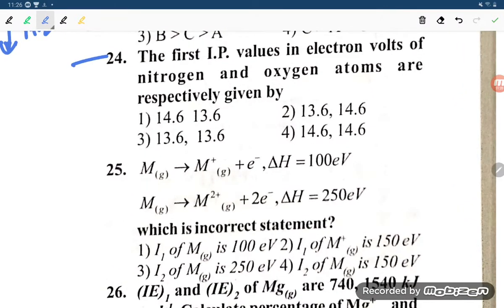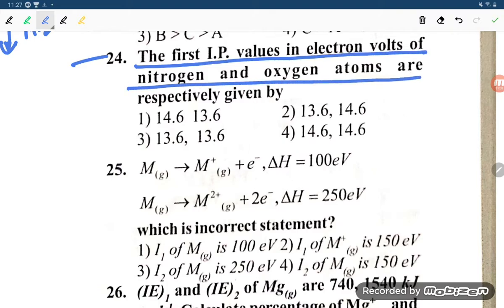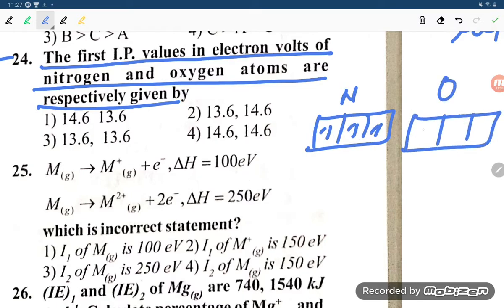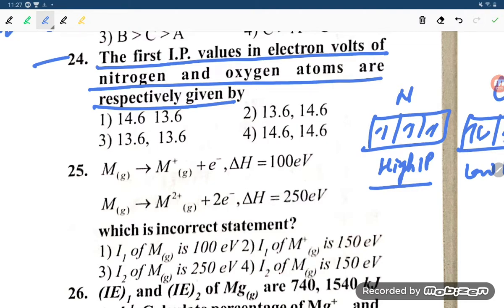Now next, question number 24, student. What are the first IP values in electron volts of nitrogen and oxygen atoms respectively? Okay, so question number 24, they are asking which is the correct one. Nitrogen has a stable half-filled configuration, and oxygen is neither half filled nor full filled, student. So that is unstable. So nitrogen has high IP due to stability and oxygen has low IP. So firstly nitrogen, and then oxygen.